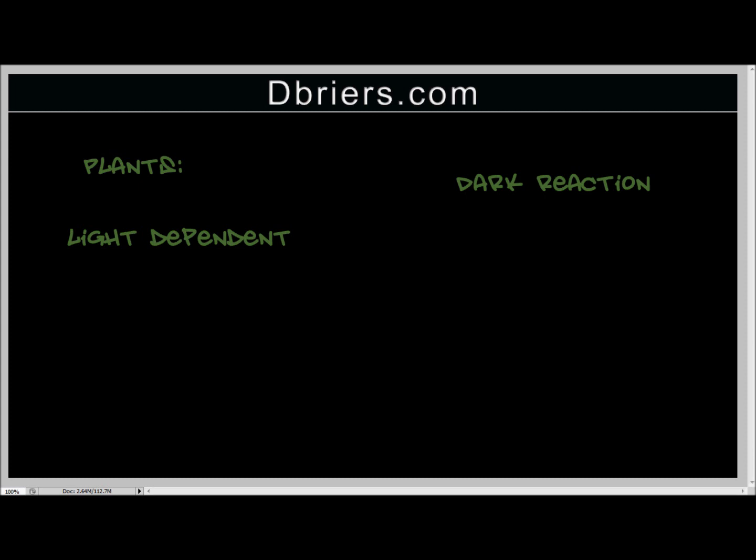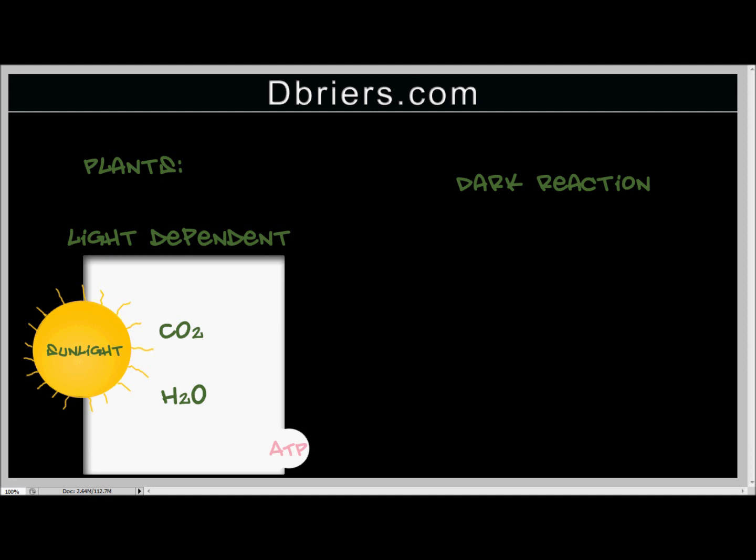But as far as the light reaction, it should be properly referred to as the light-dependent reaction. It depends on sunlight, carbon dioxide, and water. Carbon dioxide is just exhaled by animals, and you know water is very abundant most of the time.